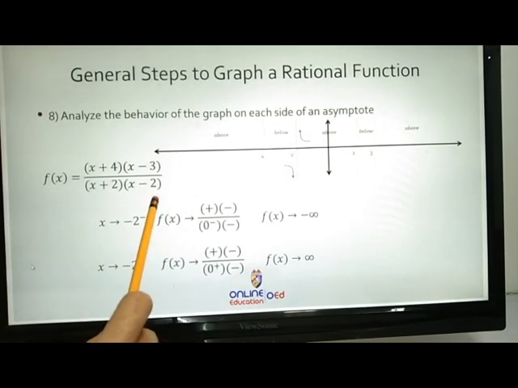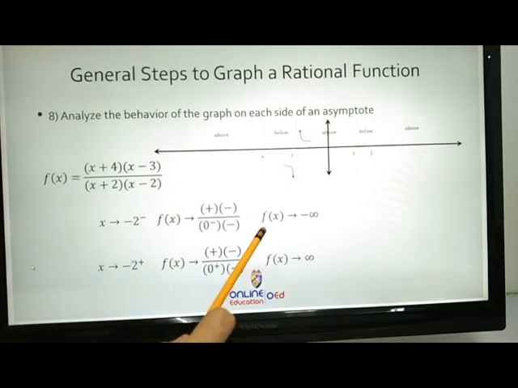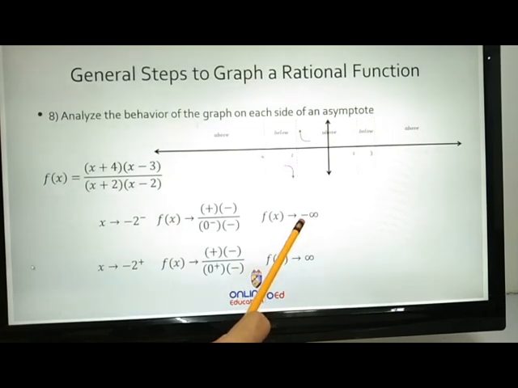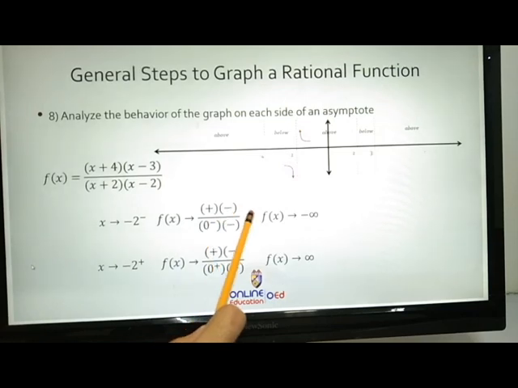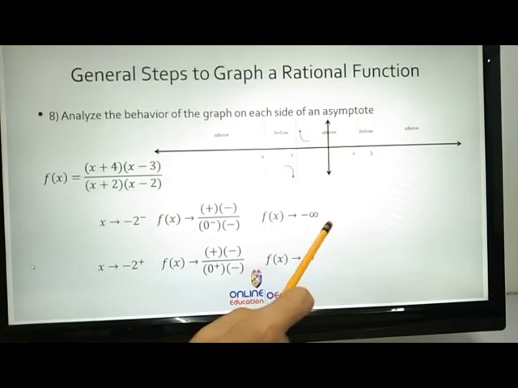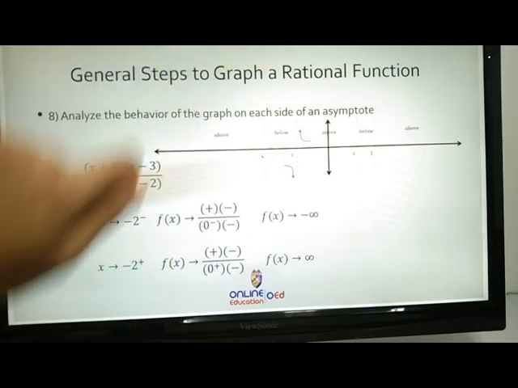And then, negative 2 minus 2 is negative. Okay? So, f of x is negative infinity. Okay? So, positive times negative is negative, and 0 going downward is negative. Tama? 0 going downward is negative. So, negative over negative, so that is negative infinity. Okay? Negative infinity. Next, x is negative 2, that is going upward.